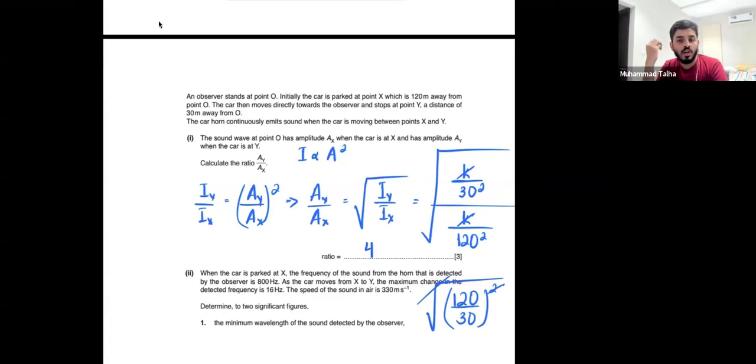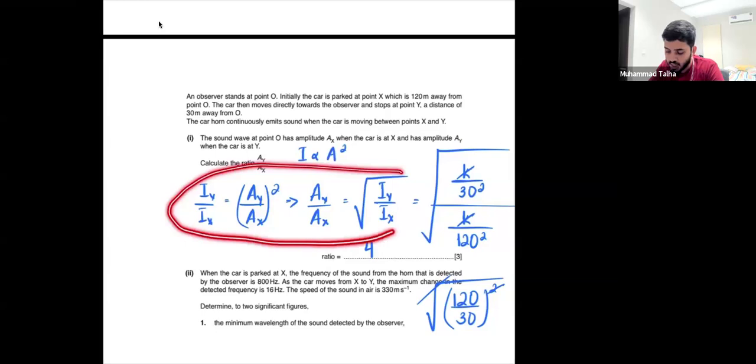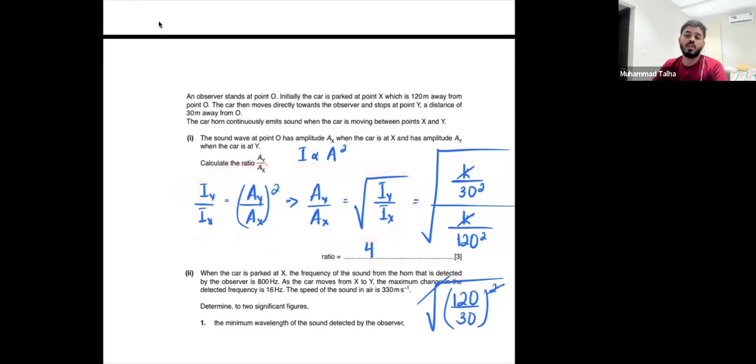Please make sure you do have a good grip on these questions related to proportions. The first mark was just for identifying this. Then if you look at the relationship above, that was K over R squared. So for Y, the distance was 30, so it becomes K over 30 squared, and then K over 120 squared. If you don't want to do this, it's totally up to you. You just need to see that K's cancel out, and then you can plug all of this into your calculator and you'll get the same answer.